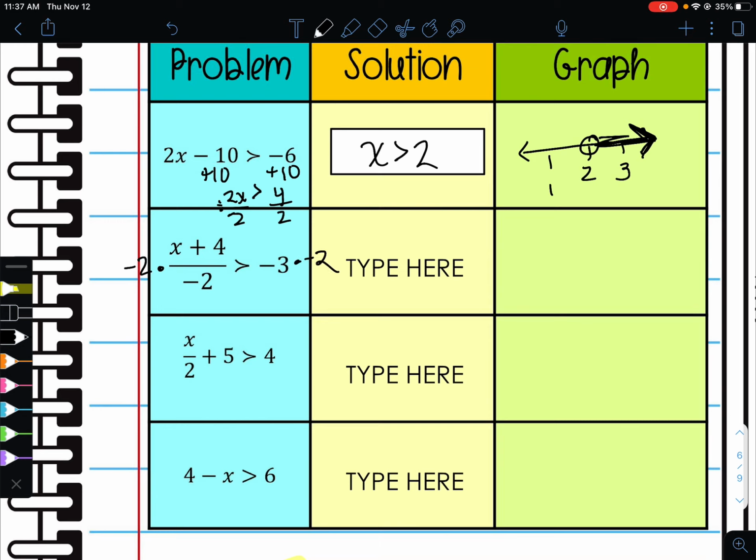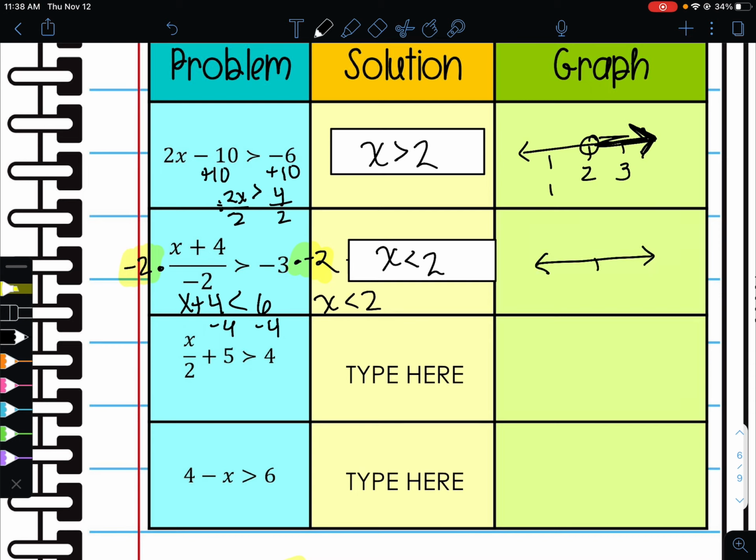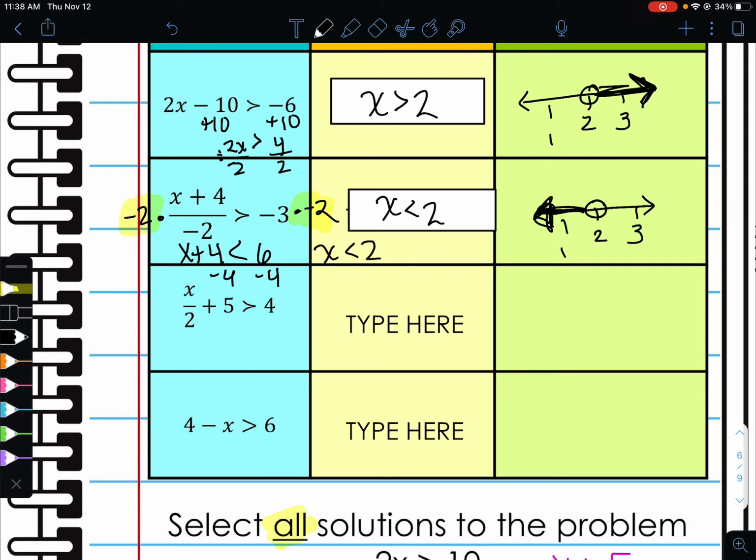Now this one, because I'm multiplying by negative on both sides, that means that inequality sign is going to flip. And then for this one, we're going to get rid of the 5 first. That's going to be a negative 1. And then I'm going to multiply both sides by 2.